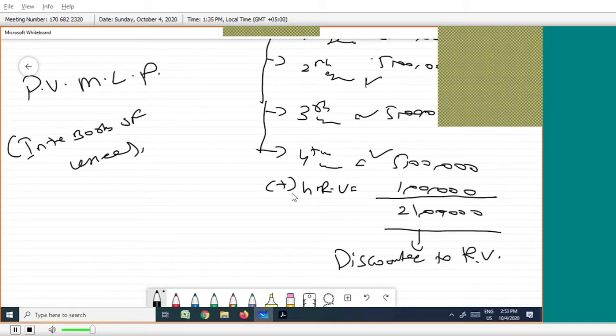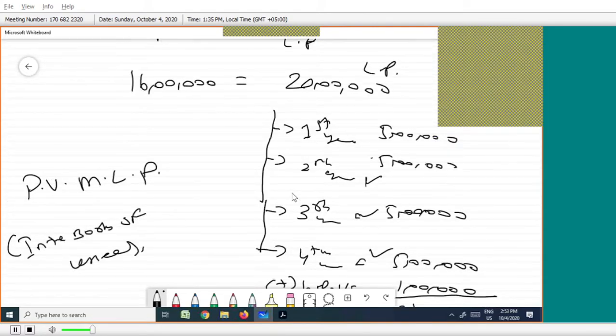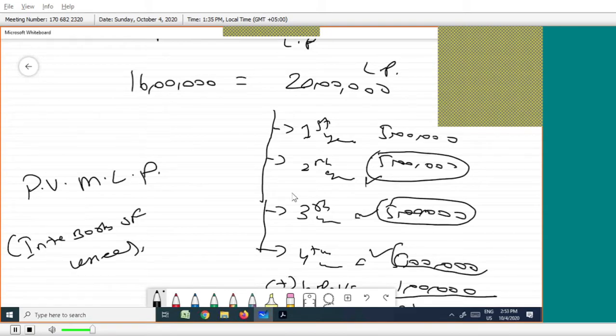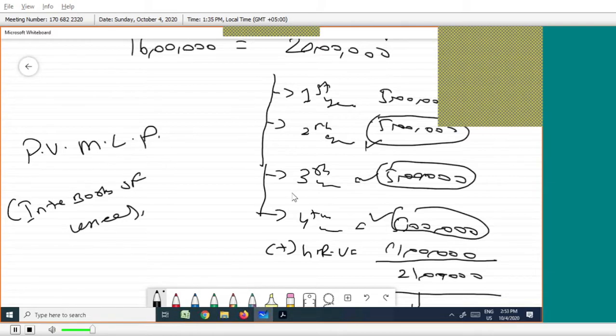Because after 2 years I am going to pay 5 lakh. After 3 years I am going to pay 5 lakh. After 4 years I am going to pay 5 lakh plus residual value guaranteed. I have given a guarantee for residual 1 lakh. This after 4 years I am going to pay. If I am going to pay after 2 years, 3 years, 4 years, what is the present value for that? That we have to identify.